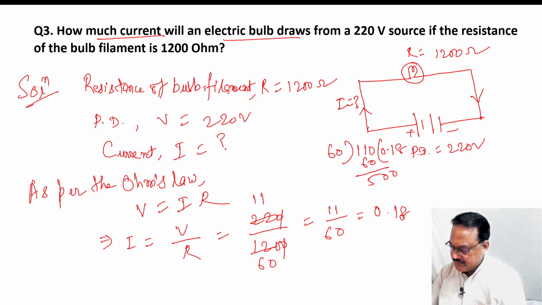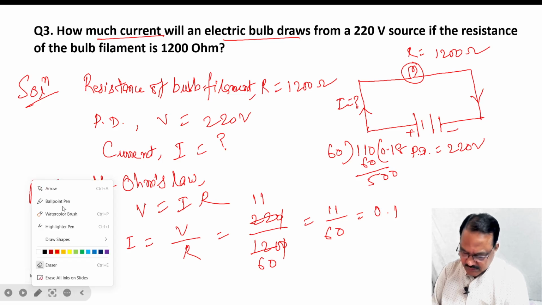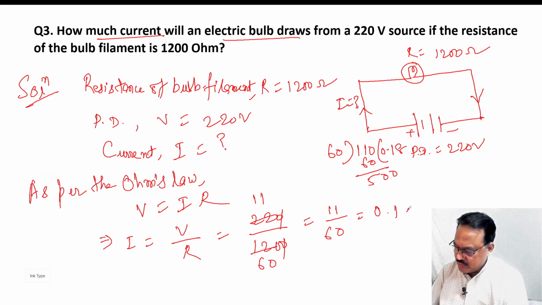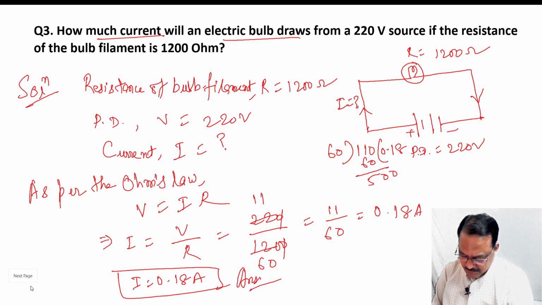This is the current value. Current value will be 0.18 ampere. So you can write here I equal to 0.18 ampere. This is the answer. It is very simple. Let's move to next question.